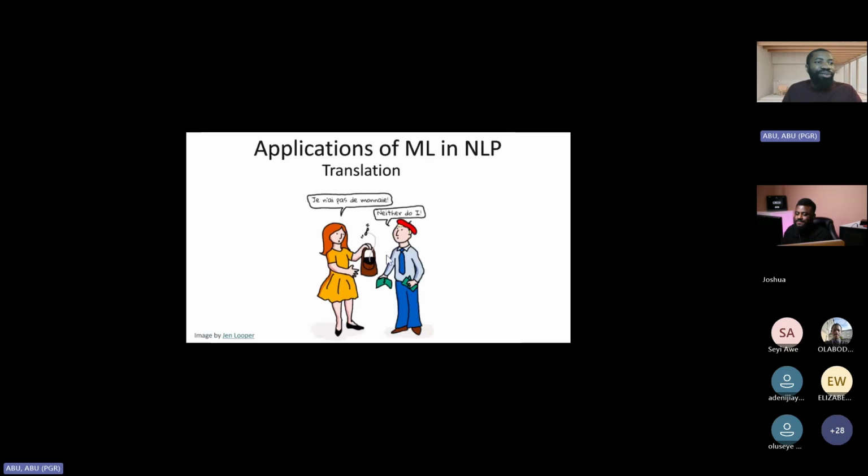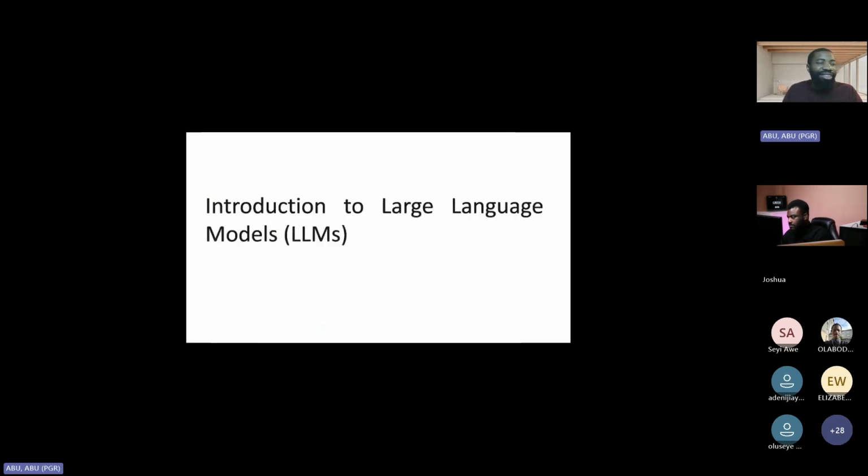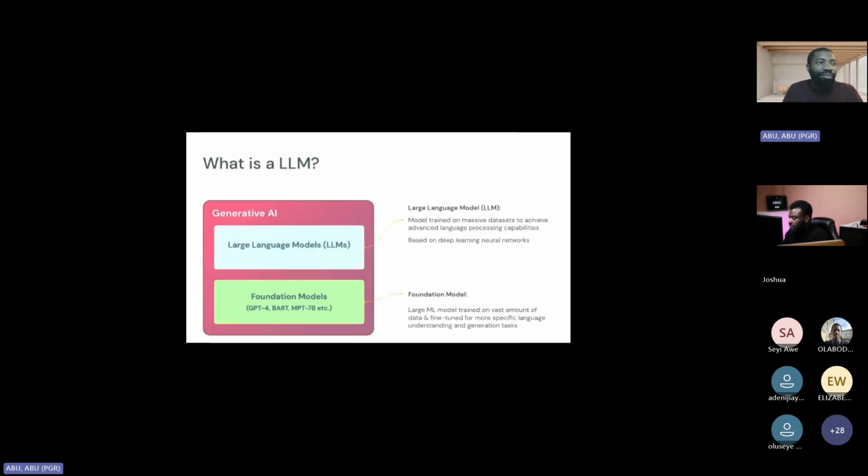So when we do all that, we now apply some machine learning in NLP. I've told you about sentiment analysis. And then I'll go briefly, just very briefly, about the large language models, which is the rave of the day.